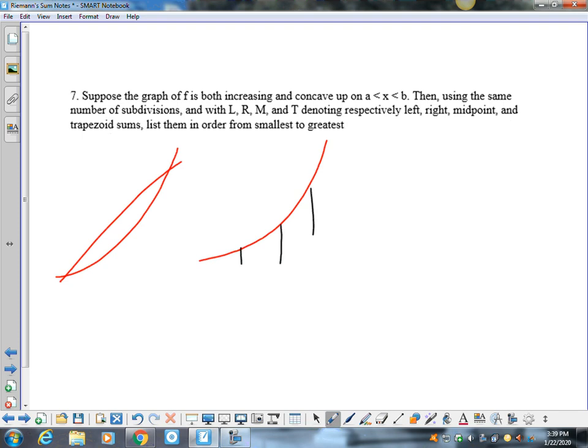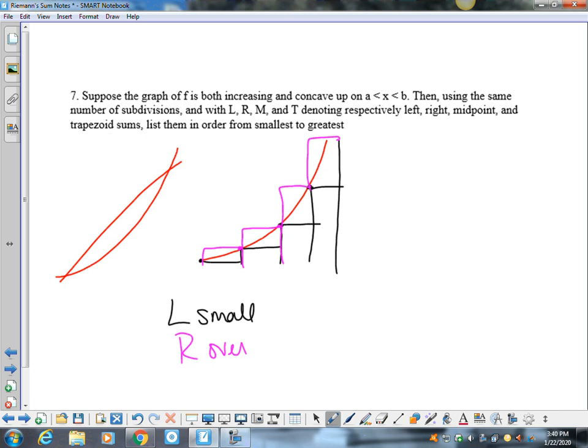So let's say here are my rectangles. If I'm left-handed, I'm going to be very small, very under. If I'm going to be right-handed, I'm going to be super over. So if I had to guess, my left would be here and my right would be there if I'm placing them in order. So now I just need to compare midpoint and trapezoid.